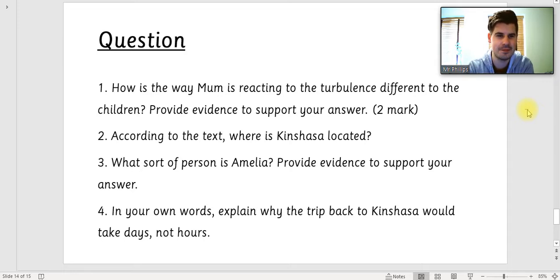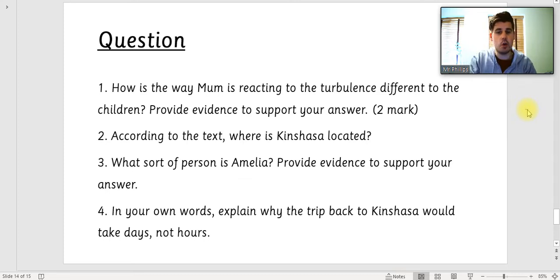Okay. So hopefully you got an answer. Double check that it's structured like Mum is reacting to turbulence like this, the children are reacting like this. Make sure you've got that structure, otherwise you might not get your 2 marks. If you just said, oh, Mum's reacting like this, that's not enough to get you 2 marks, okay? Or if you say Mum's reacting like this, but the kids aren't, that's also not enough for 2 marks either.